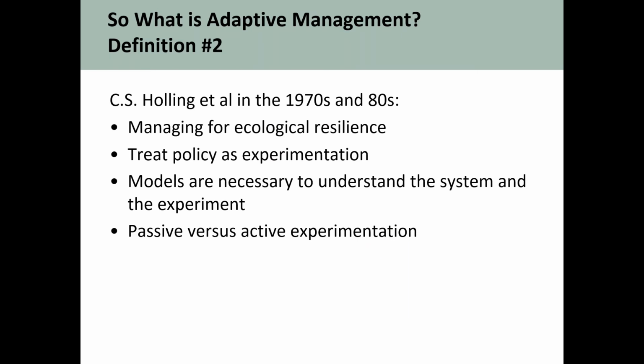But it really stems from some work that Buzz Holling and his colleagues did in the 1970s and 80s. They were academic ecologists, but they decided to treat their policies, the work they were doing, as experiments, to develop models to understand the system and the experiment, and then conduct either passive or active experimentation to see where those interventions might work or not work.